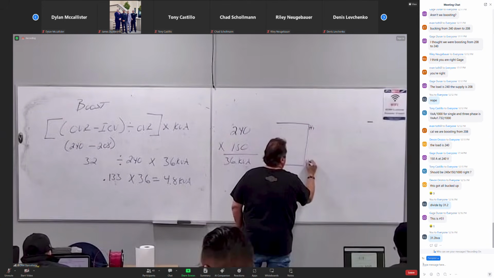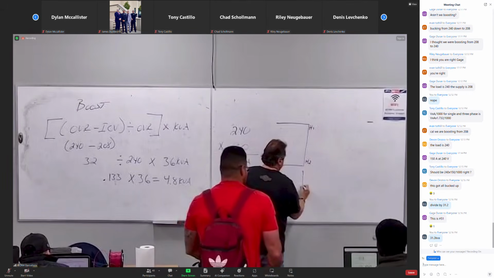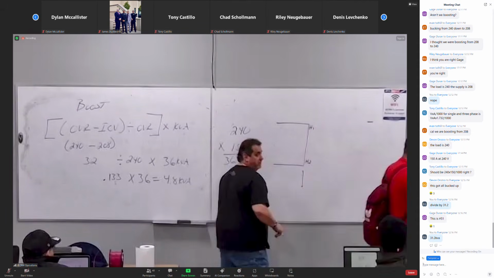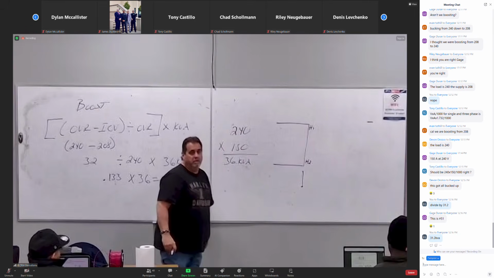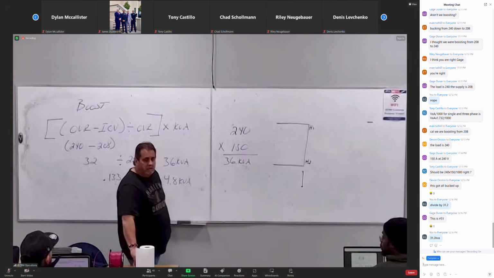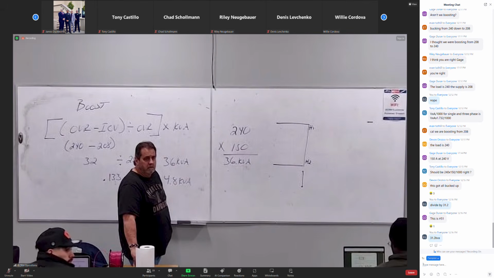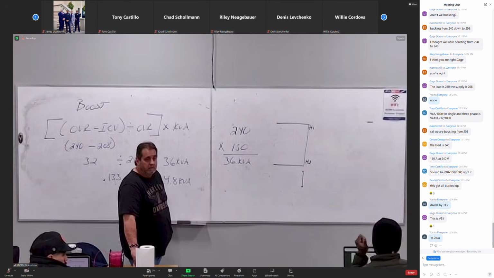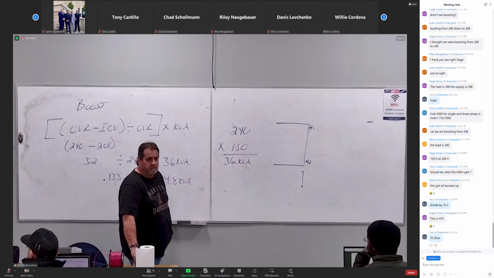I'm just confused by the answer. 47.9 is anywhere remotely close to 4.8? If you do the 1.333 times 36,000, if you change it to just watts, even when you bring it back, it's 47.9 kVA. So how is that anywhere close to 4.8 kVA? I'm a little confused on that. No, you're only off by less than 100 watts.